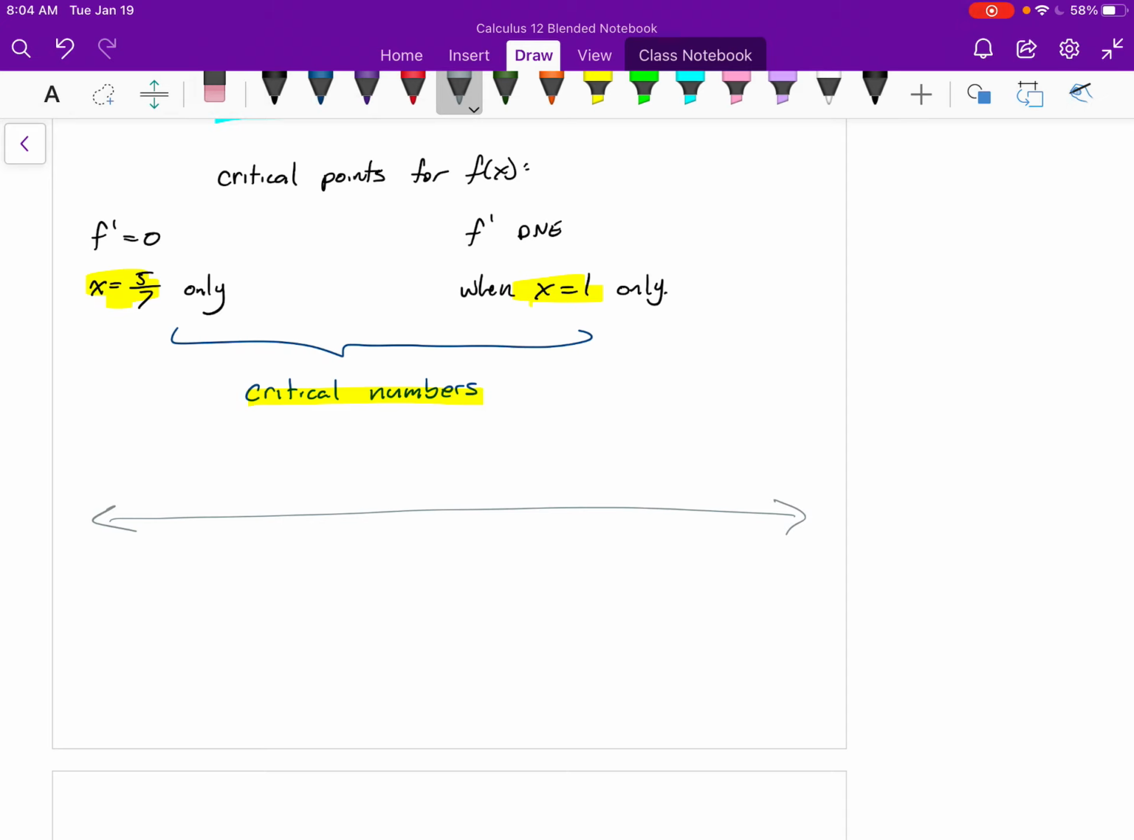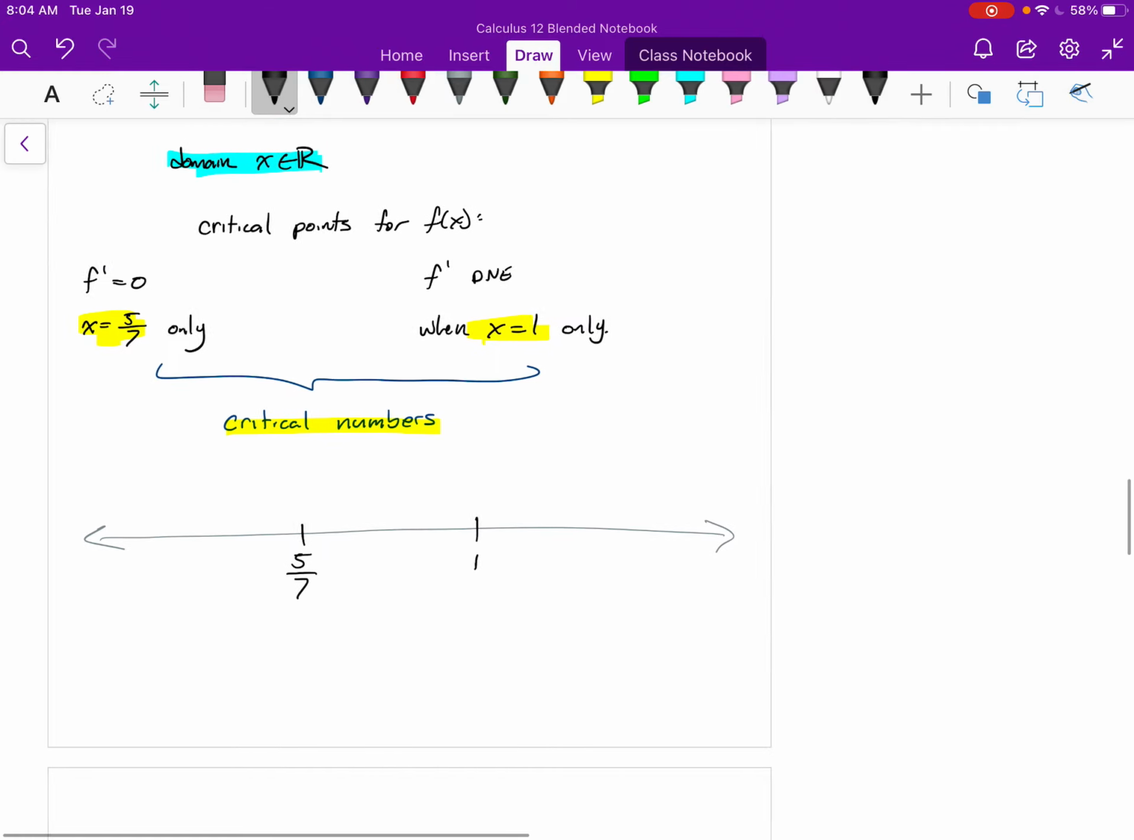But if I have only two critical numbers, that means in terms of where my function is increasing or decreasing, I only need to pay attention to those two points, 5/7 and 1, which are very close to each other. 5/7 is 2/7 away from 1. And when I do want to sketch this out, I need to realize these are probably quite close to each other. And I know that this is where f prime equals 0. This is where f prime does not exist.